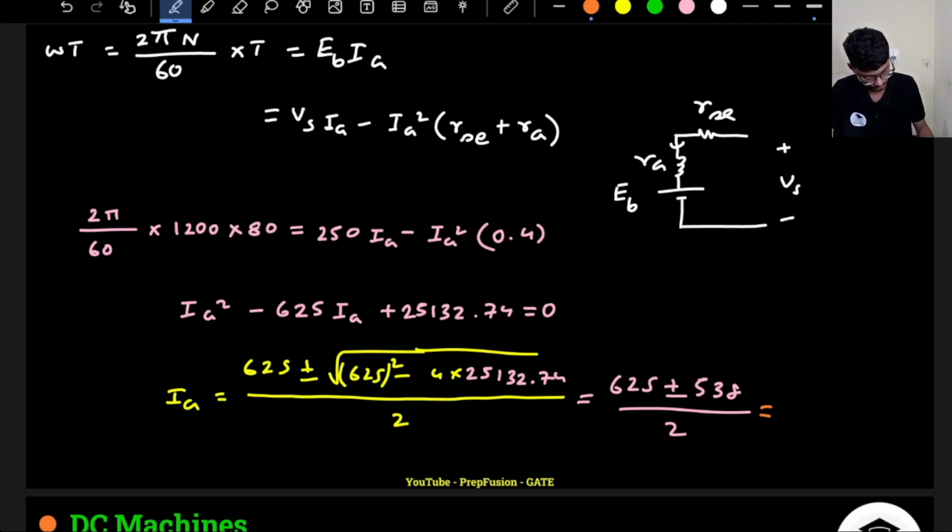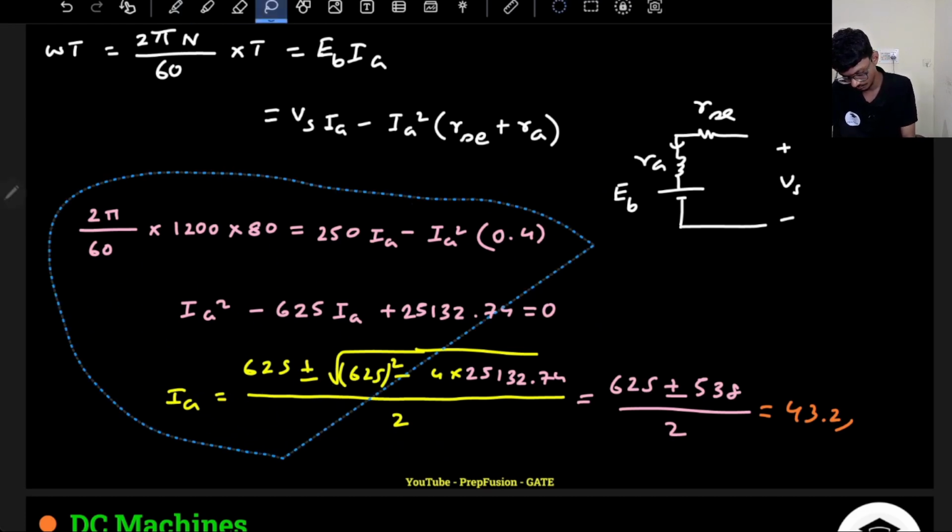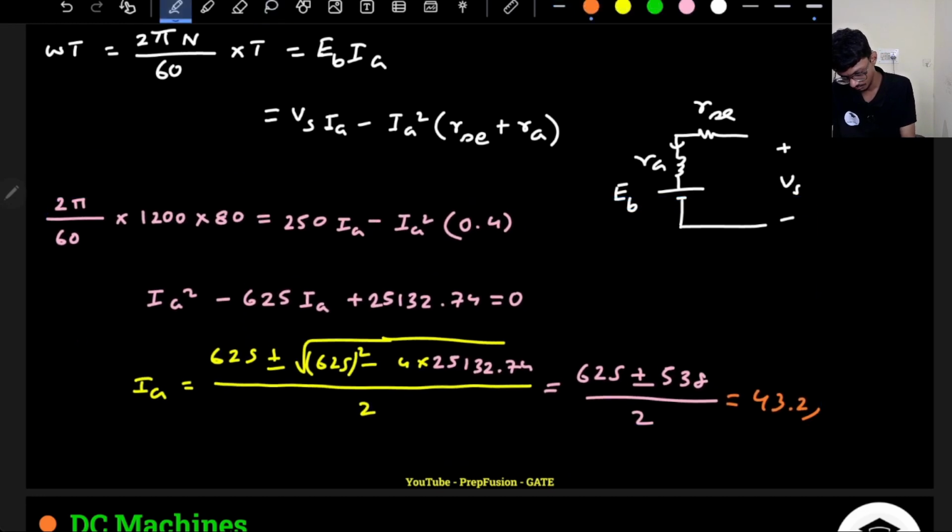Okay, so plus 625 is 86.4 divided by 2, so it becomes 43.2. One of the answers is 43.2. What is the other one? 625 plus 538 divided by 2. So this will be 581.5 ampere.